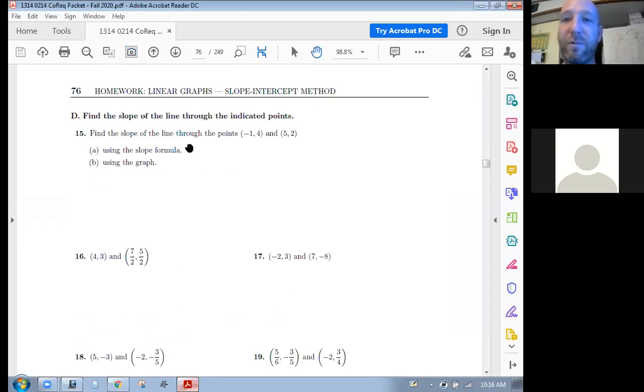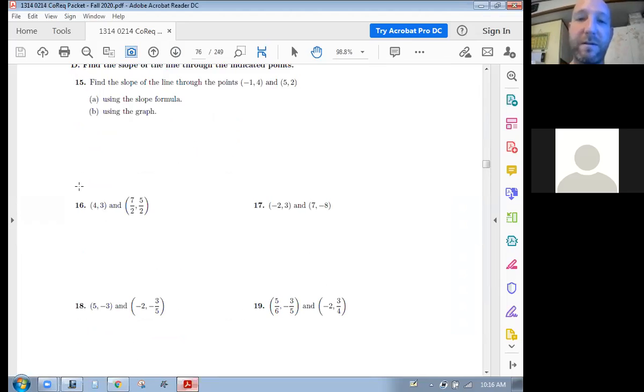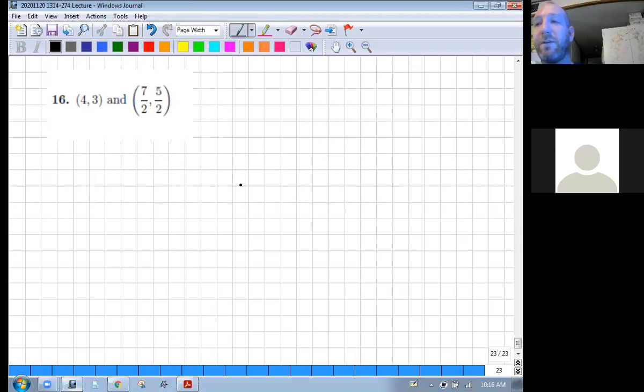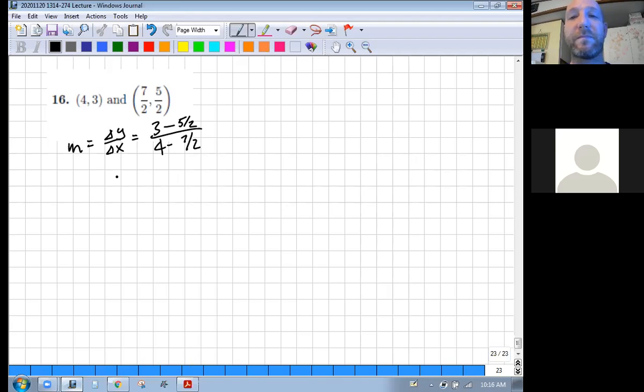All right, find the slope of the line through the indicated points. How do we find the slope of the line through these 2 points? We can graph it and then use a compass, right? Or we have change in y over change in x. The triangle means change in. So change in y, we got 3 minus 5/2 and 4 minus 7/2. Okay.